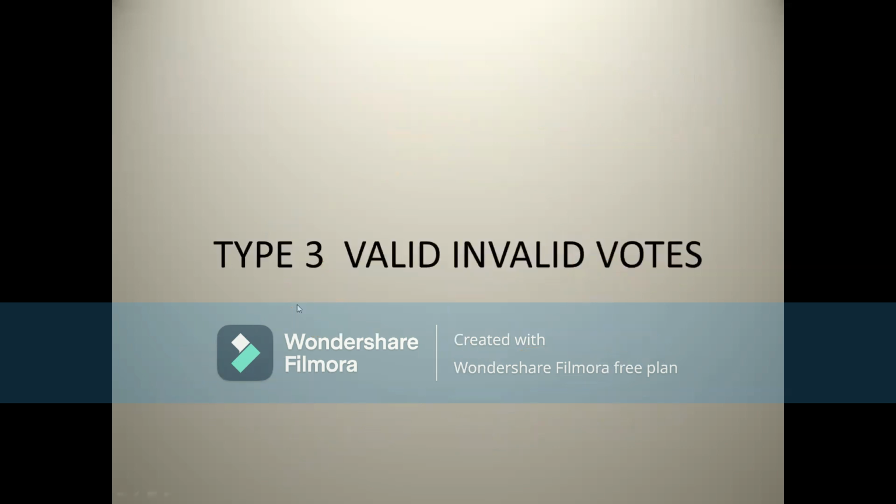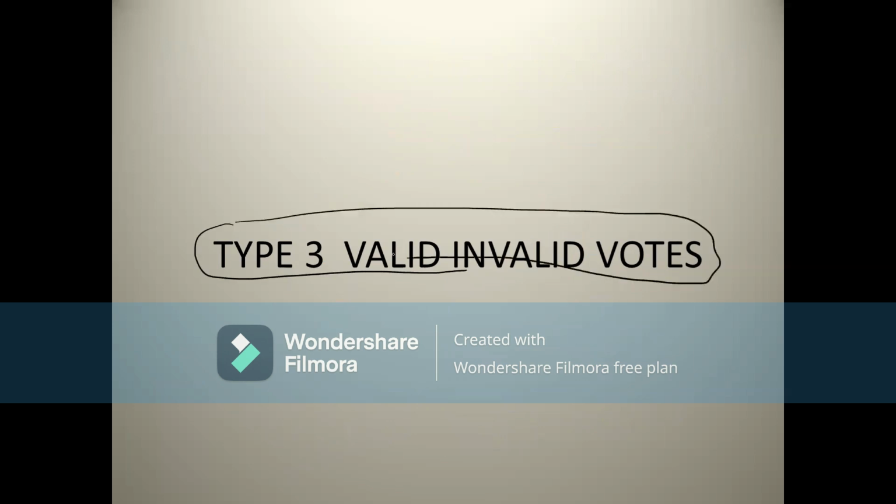Now we will see type 3 questions where we will be dealing with invalid and valid votes. Before dealing with invalid and valid votes, let me first explain this concept. In an election, we always consider the total number of votes as 100%. So the total number of votes will always be 100%.